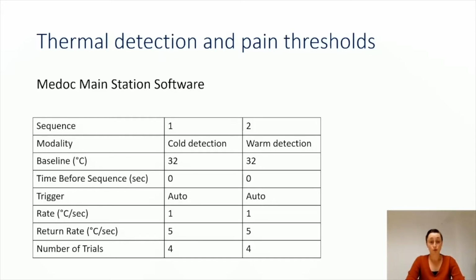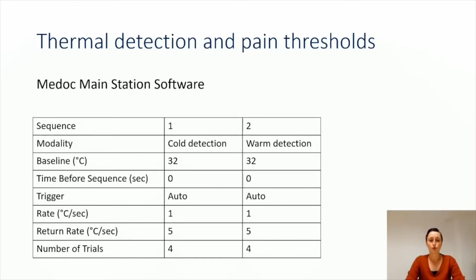For cold detection, warm detection, cold pain and heat pain, we choose a rate of 1 degree per second. We have practical experience that this rate allows a good and reliable response of the subjects to indicate their thermal detection and thermal pain. We choose a temperature return rate of 5 degrees per second, which is rather rapid, in order to get back to baseline.